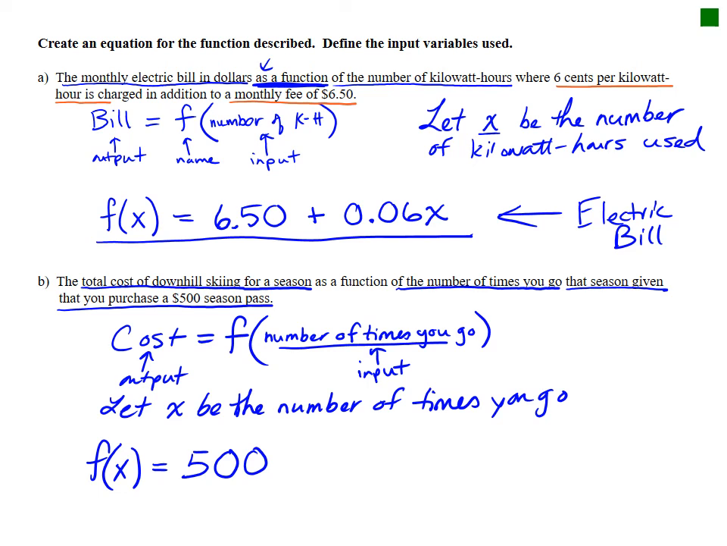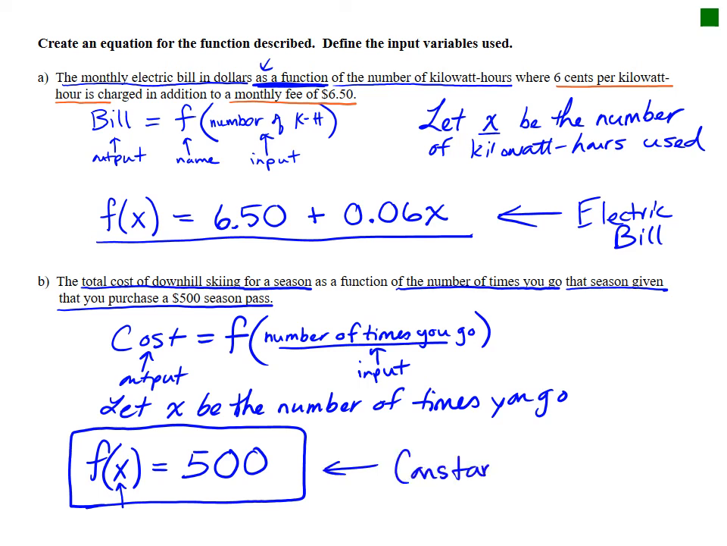So even though our input is x, and x is the number of times you go, in the function, f of x is equal to a flat fee of $500. So the function actually is what we would call a constant function, because it is representing the fact that you pay $500 once and that's it. It's a constant price. So we call this a constant function. If you were to graph this function, you would see that it is a horizontal line. So a horizontal line is always when you have an output equal to a particular constant value.